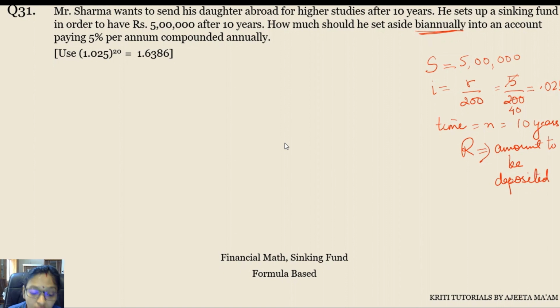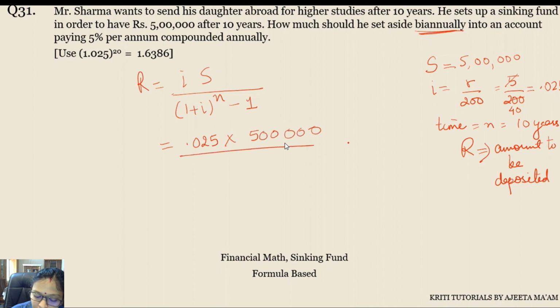Now what is the formula? Now the formula comes out to be R is equal to IS upon (1 plus I) raised to n minus 1. Right? Now that is the formula for sinking fund. Correct? So now what is I? The I is, now substitute the values, 0.025. What's your sinking fund amount? Total amount 5 lakh. Now 1 plus I, that is 1 plus 0.025 raised to. Now here n is 20, 10 years.